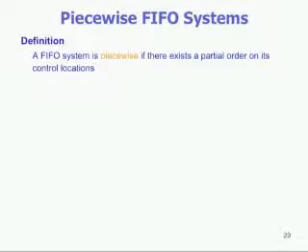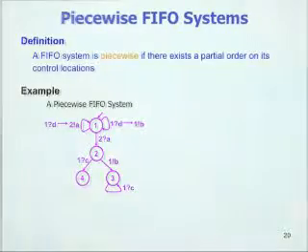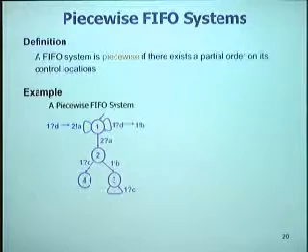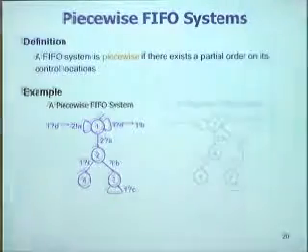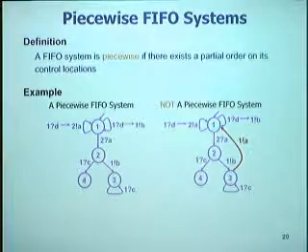So we define a piecewise FIFO system to be a system where there exists a partial order on the control locations, on its states. So this is an example of a piecewise FIFO system. As you can see, we can establish a partial order in here and say state 2 is less than 1, 4 is less than 2, and 3 is less than 2. However, if we add a loop from state 3 back to 1, we break this partial order because 1 is less than 3 in this path, and also 3 is less than 1 in this path.